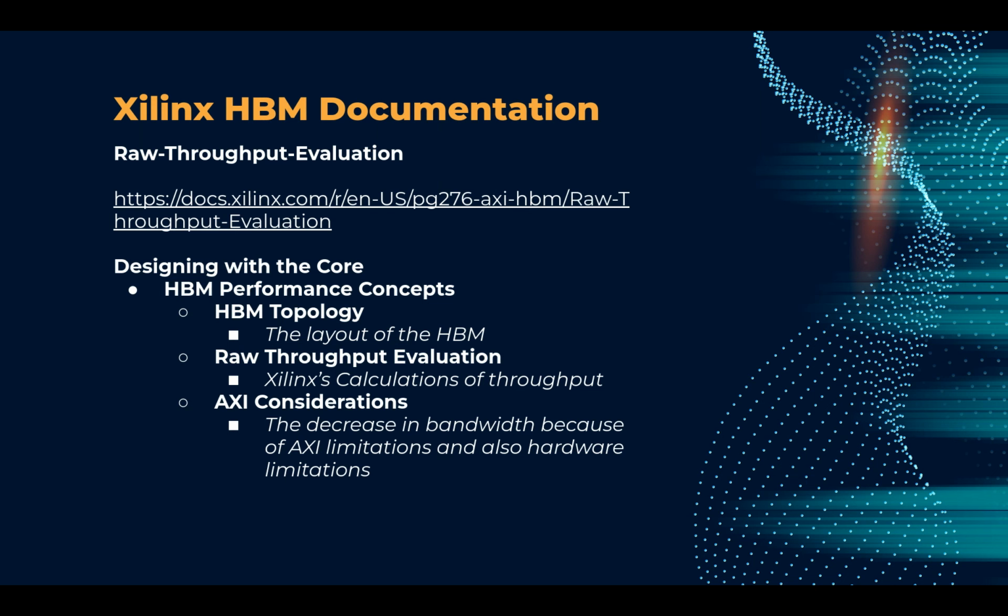All of this information can be found in the Xilinx HBM documentation, which you can find here through this link, and you just have to go under Designing with the Core, HBM Performance Concepts, then under HBM Topology you can find where we found out how the layout of the HBM is, and then you can also find their calculations for the raw throughput and the nuances with that, and then also the AXI considerations. And one of those AXI considerations is that with our specific board, even though the theoretical maximum is 460.8 gigabytes a second, the actual maximum that we could achieve is 9% less than that. The actual theoretical maximum is roughly 420 gigabytes a second.